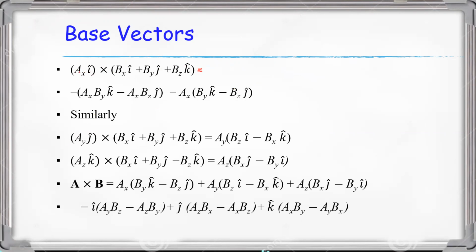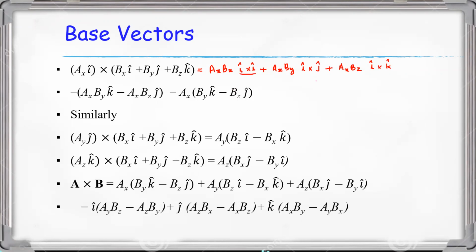It is Ax, as Ax and Bx are magnitudes. Here also we can take the product of Ax with Bx, and we take the cross product of I cross I. The next term, Ax By, I cross J, plus Ax Bz, I cross K.